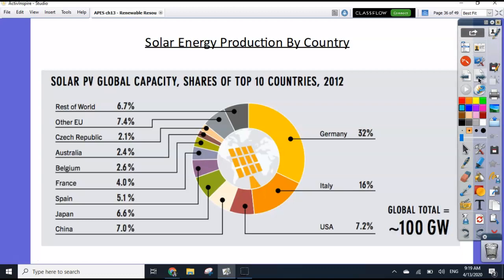If we take a look at solar energy production by country, just for fun, we see that Germany and Italy are really high up there. USA, we're number 3, but we're not super high up on the list. Just to give you an idea, all of these are expected to increase. So more countries are going towards renewables and will likely have more solar energy production in the future.